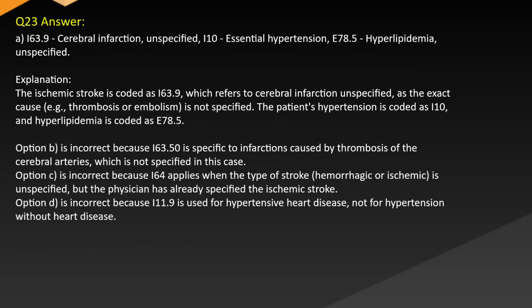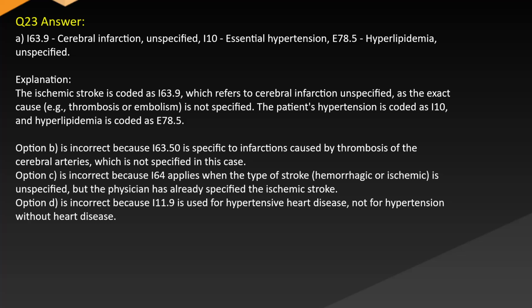Answer A. I63.9. Cerebral infarction unspecified. Essential hypertension, I10. E78.5. Hyperlipidemia unspecified. Explanation: the ischemic stroke is coded as I63.9, which refers to cerebral infarction unspecified as the exact cause, thrombosis or embolism, is not specified. The patient's hypertension is coded as I10 and hyperlipidemia is coded as E78.5.